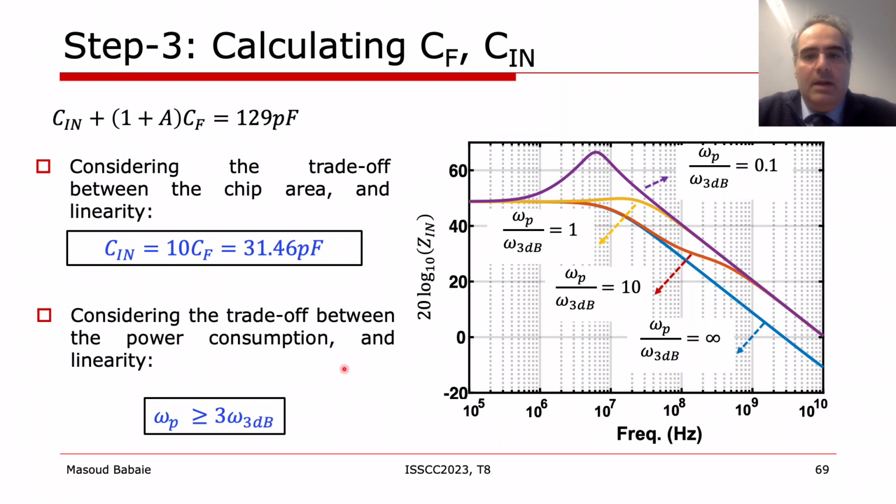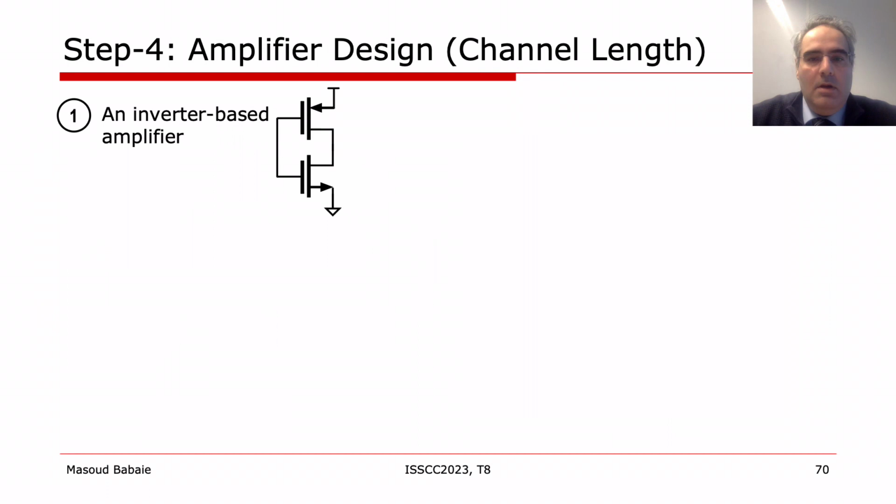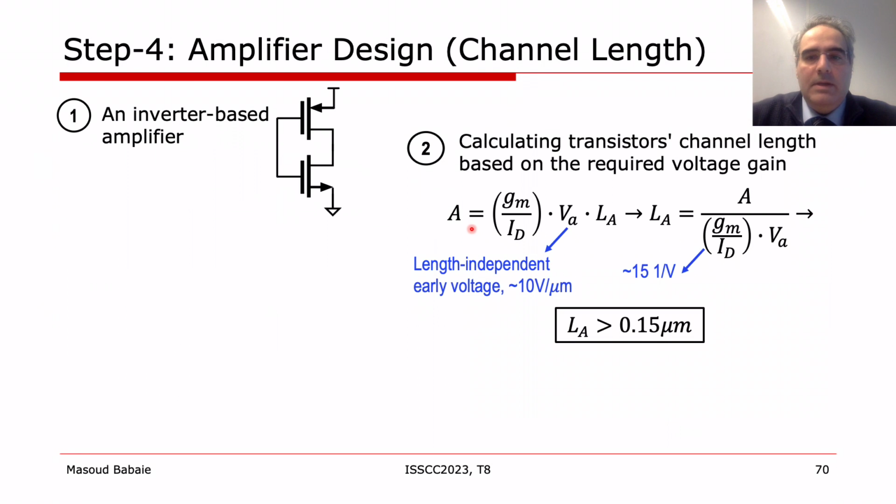Moreover, by considering the trade-off between the receiver power consumption and out-of-band linearity, the op-amp open-loop bandwidth should be at least 3 times higher than the filter bandwidth. For simplicity, I decided to use an inverter-based amplifier. Its gain is equal to the product of Gm over ID, VA, and LA. LA is the channel length of NMOS and PMOS transistors, and VA is the length-independent early voltage, which is about 10 volts per micrometer. To achieve a 30 dB gain, the transistor's length should be larger than 0.15 micrometer.